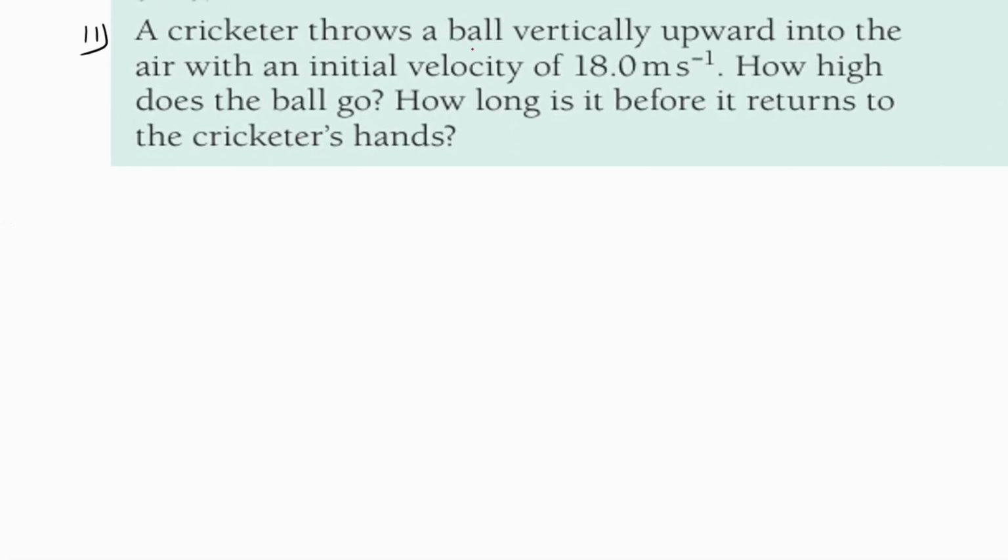A cricketer throws a ball vertically upward, in this direction, into the air with initial velocity 18 meter per second, which you can say is u. How high does the ball go, meaning it will attain this height from here? You have to find h, or you can say s.